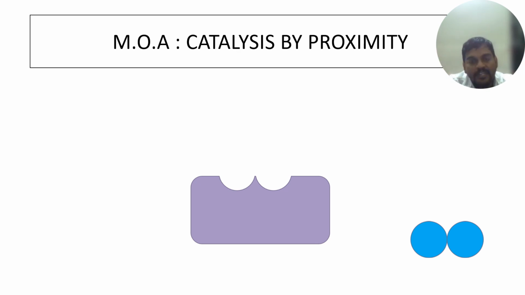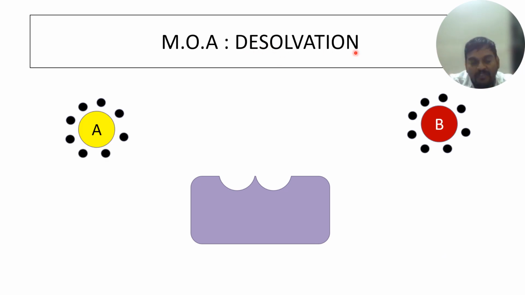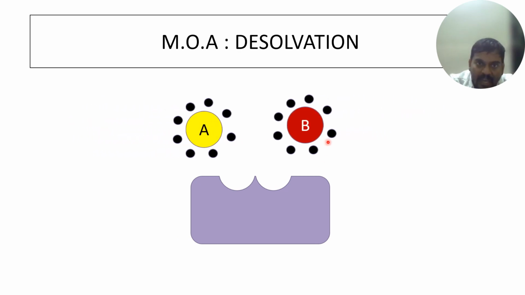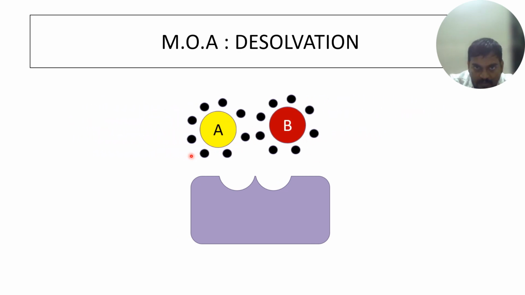The second method is called desolvation. If you see in our body, in blood, which is mainly made up of water, all the molecules present in the blood will be surrounded by a water shell. So let's assume this is substrate A and this is substrate B, and they are surrounded by a water shell. If I want to combine substrate A and substrate B, I need to remove this water shell first. Then only can I combine these two to form product. So to remove this water shell, I need to spend some amount of energy.